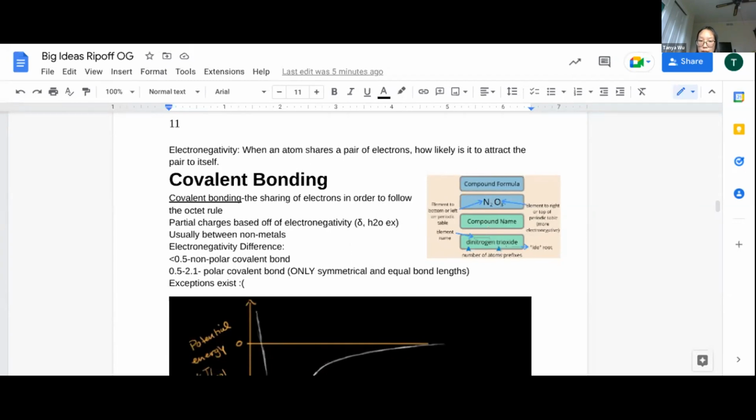And then you have to add the prefixes based off of the number of atoms of each element. So this would be di, tri, something like that, depending on the number there. So in this case, it's dinitrogen trioxide. And for the one at the end, we just add "ide" to the root, just so you know that it's in a bond.